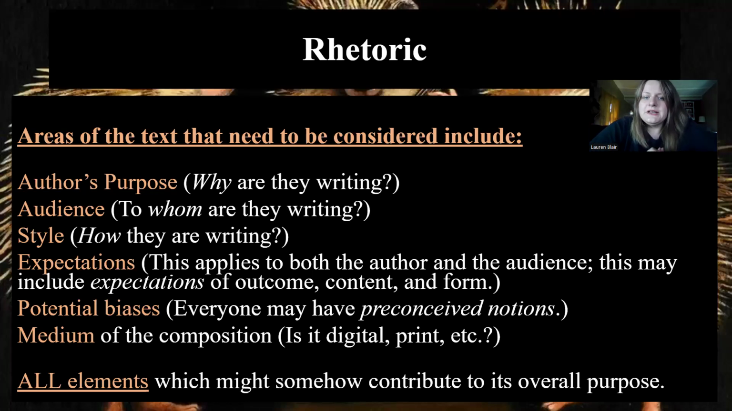Areas of text that need to be considered include the author's purpose, which is why they're writing, their audience or whom they are writing to, their style, how they are writing, and the expectations both on behalf of the author and audience. It could be expectations of outcome. If there's a call to action in a commercial for a local charity organization, the expected outcome might be more people reaching out to help that charity. This could also apply to the content you're expecting to find in a piece of writing or the form it takes. There are potential biases you need to keep in mind.